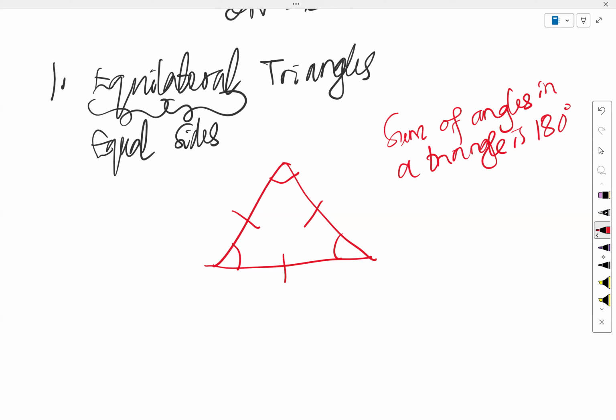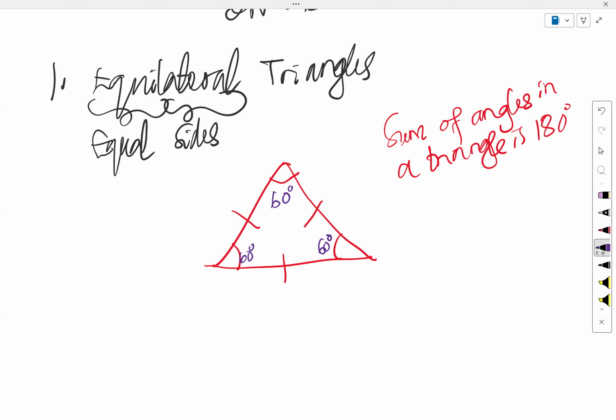So in the case of an equilateral triangle, since all the sides are equal and all the angles are equal, each angle of an equilateral triangle is 60 degrees. Even if you don't know the length of the side, as long as all the sides are equal, then automatically all the angles are equal. And since we know that the sum of angles in a triangle is 180 degrees, each angle of an equilateral triangle is 60 degrees.